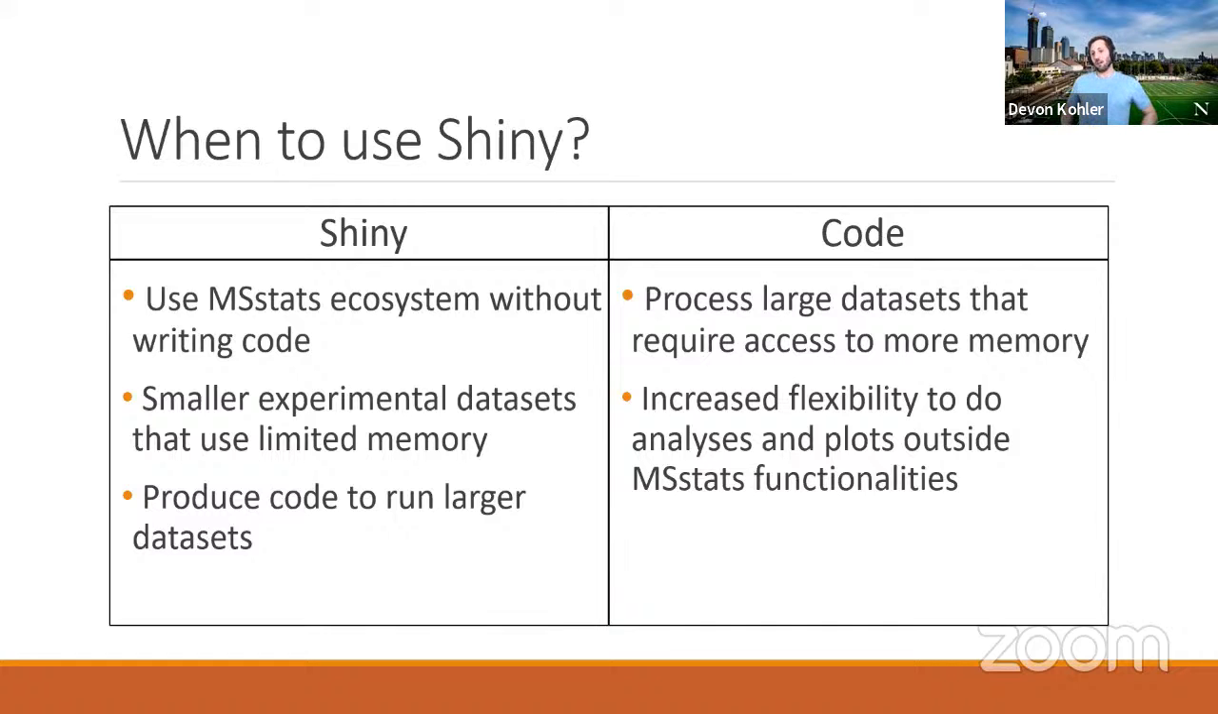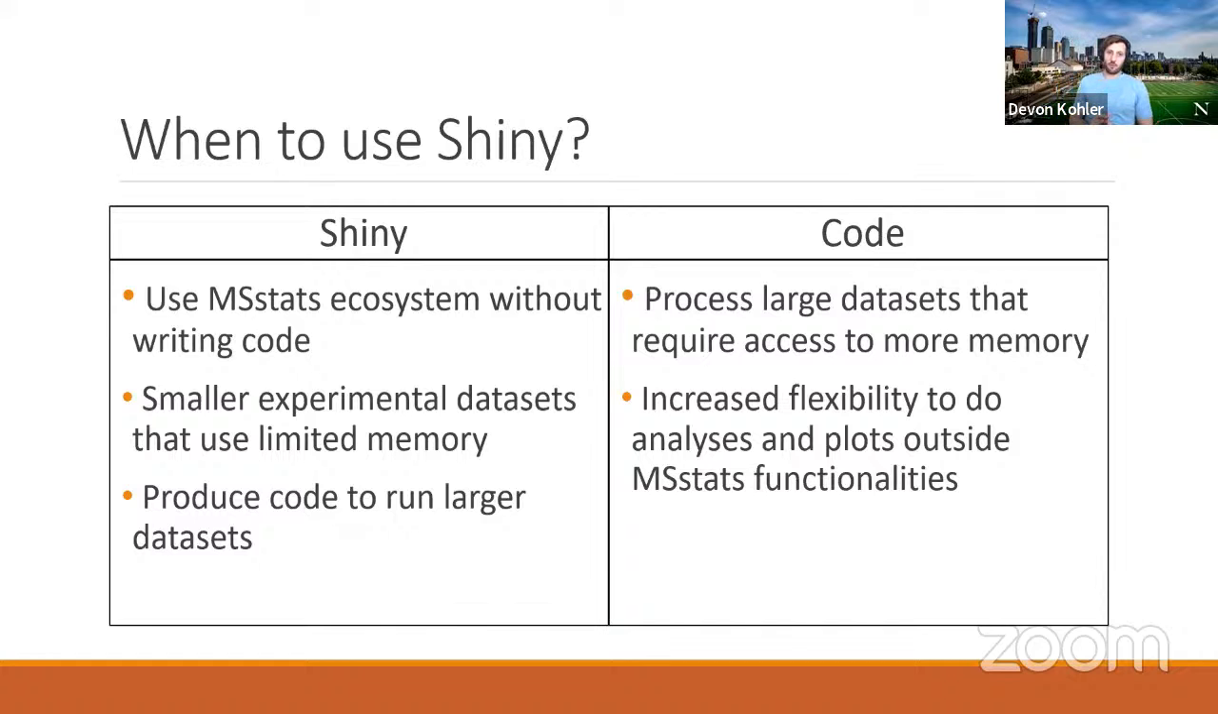Additionally, one thing I think the code lets you do that MSStats Shiny, the application, doesn't let you do, is it increases your flexibility to do analysis and plots outside of MSStats functionalities. So what does that mean? Basically, with Shiny, you need to have a data set from one of our converters or already in MSStats format. You need to be able to put it into the app, and then you are limited to the exact functions that MSStats can use to process the data.